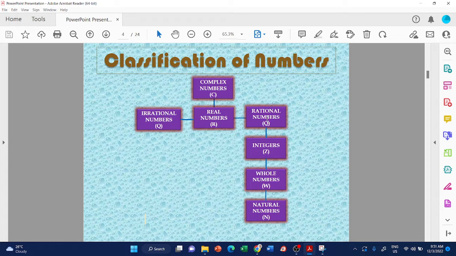Okay, and then under rational, we have another smaller group that we can specify into integers, whole number, natural number. Okay, we start with the natural number. Basically, natural number we use for counting. Okay, we count for items, for example, 1, 2, 3, 4, 5. It is counting number, so it is natural.